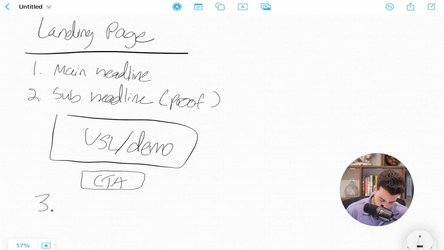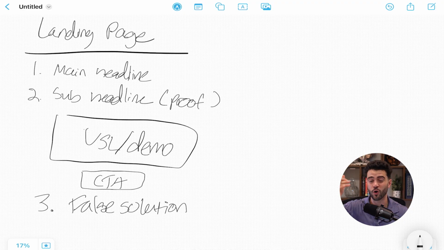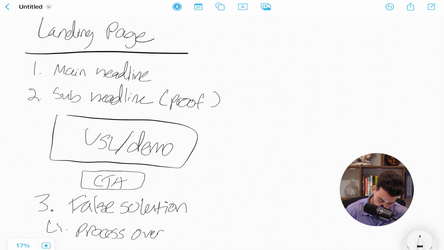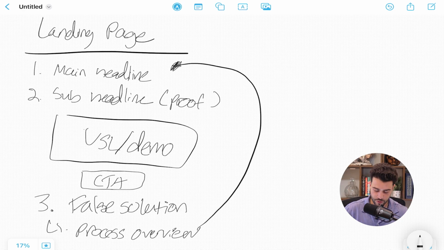After that, you want to have a false solution section, which basically talks about all the different solutions that they could choose and why those aren't the right solution and why your solution is the best solution for them. And then you want to have a process overview. So explaining exactly how your tool or product works and how you can help them get that main offer in the headline with the process.